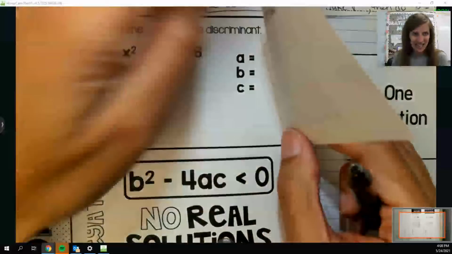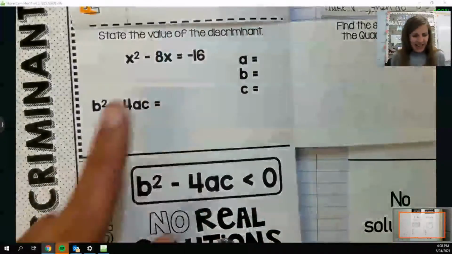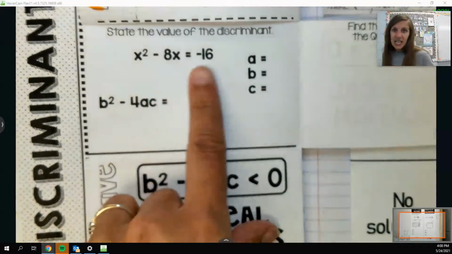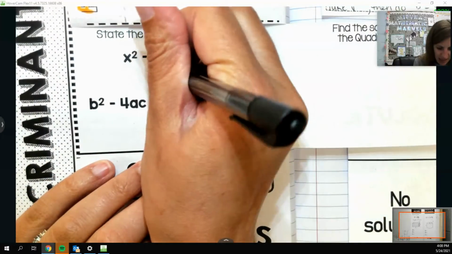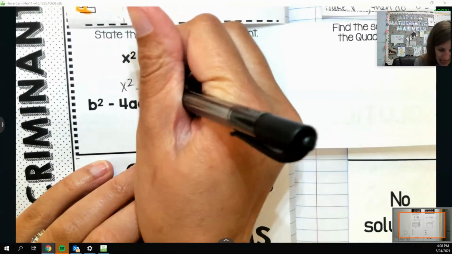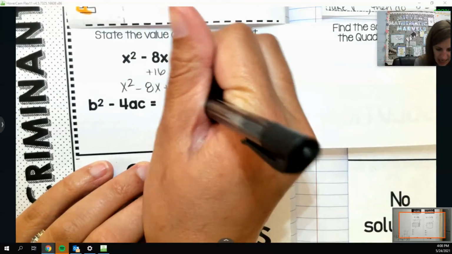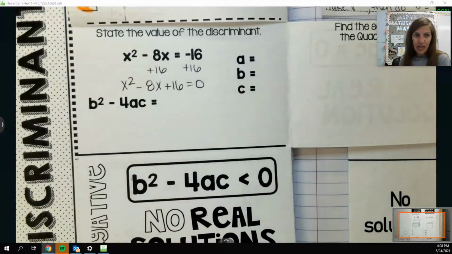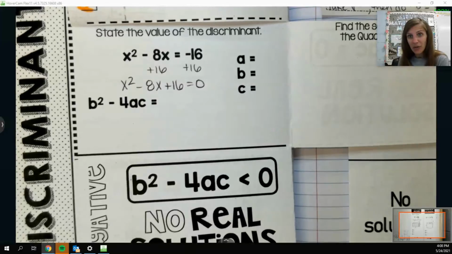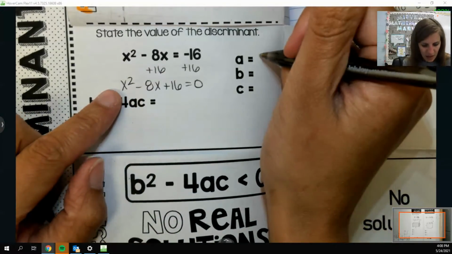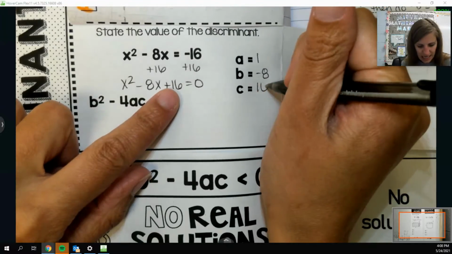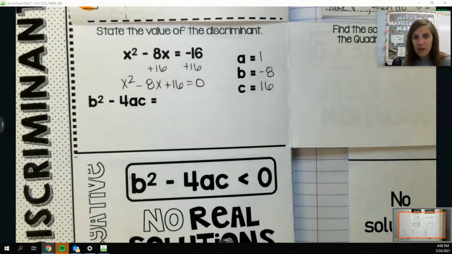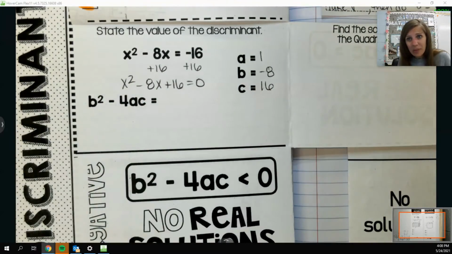So let's try another one like this. Alrighty, so looking at this one here, this is not equal to 0, so we need to add the 16. And so we have x squared minus 8x plus 16 equals 0. Now that I'm equal to 0 and in standard form, we can find our a, b, c. So a is 1, b is negative 8, and c is 16. And then we can go find our discriminant. And again, the discriminant is helpful.